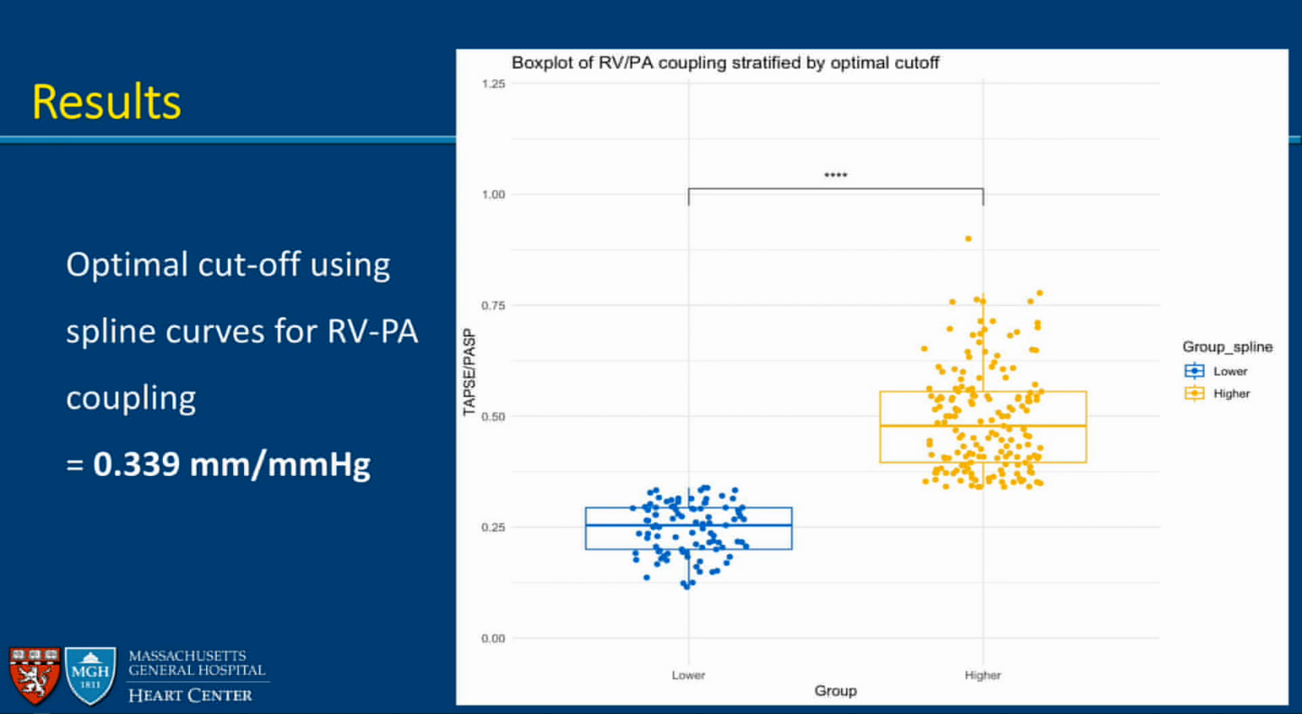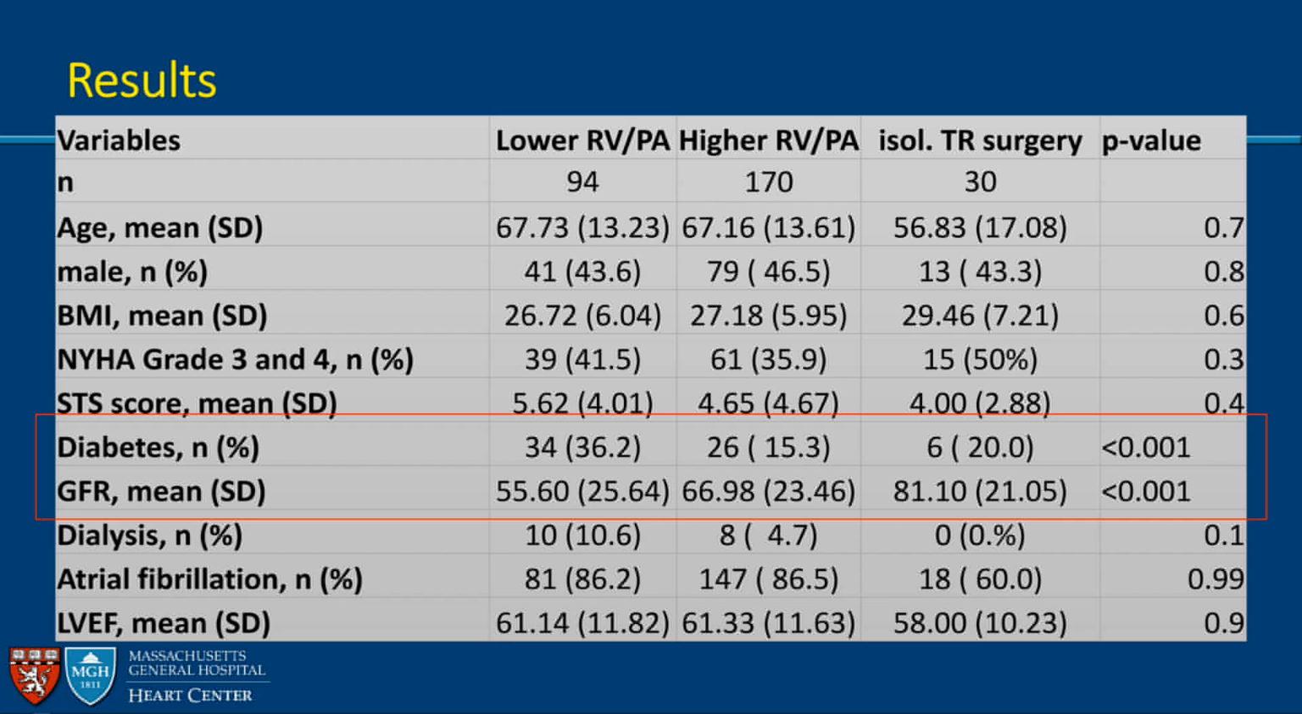We used spline curves, because the relationship is nonlinear, to assess the optimal cutoff value for RVPA coupling in our cohort, which was 0.339. Looking at the baseline characteristics, they are mostly similar: 67 years of age, approximately half of the patients male, and the STS score was around 5. There were more patients with diabetes and a lower GFR in the low RVPA group.